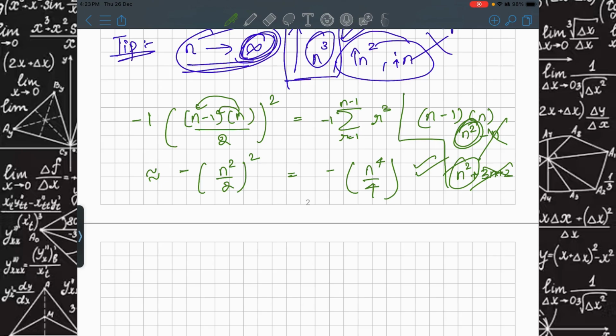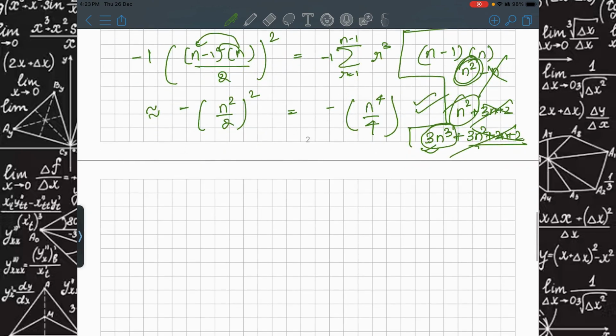Okay, similarly I will give another example. Just take 3n cube plus 3n square plus 2n plus 2. Take the dominant term, don't ignore the 3, because that is important. It's a coefficient, you have to include it, and eliminate these terms. So this is the dominant term, and eliminate these terms. This is the basic idea for this.